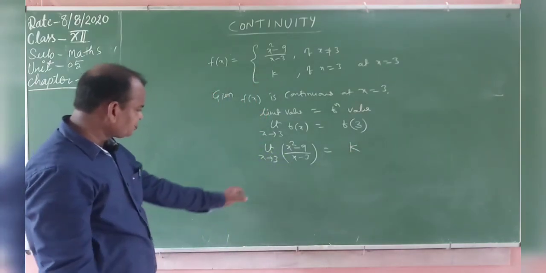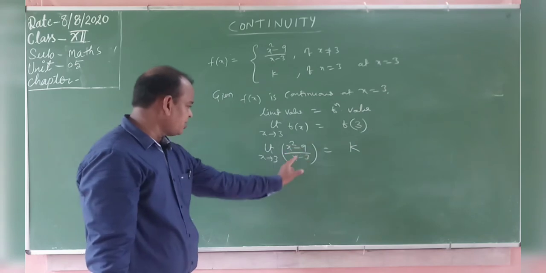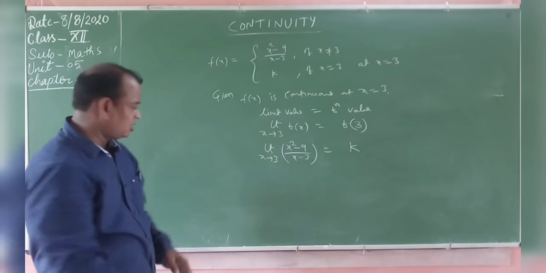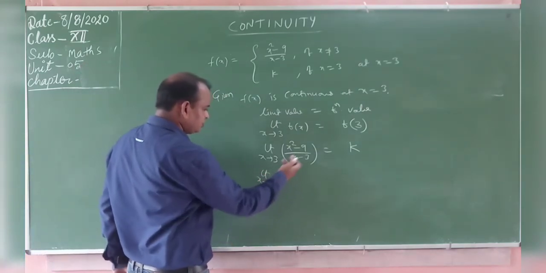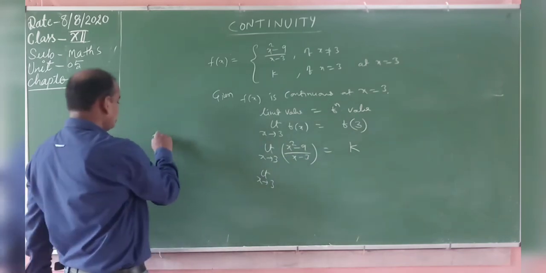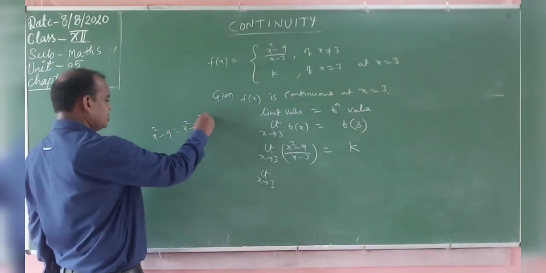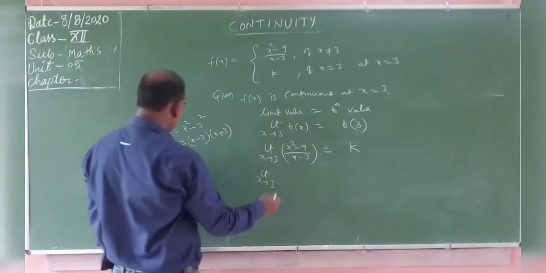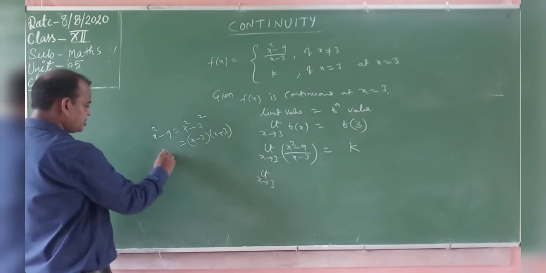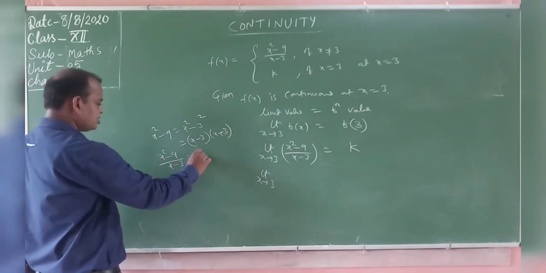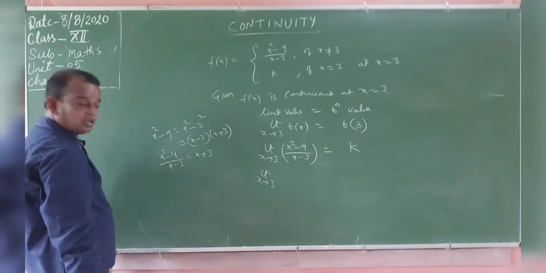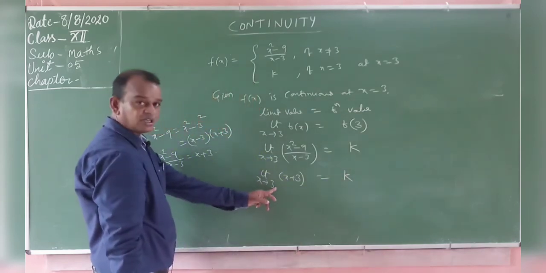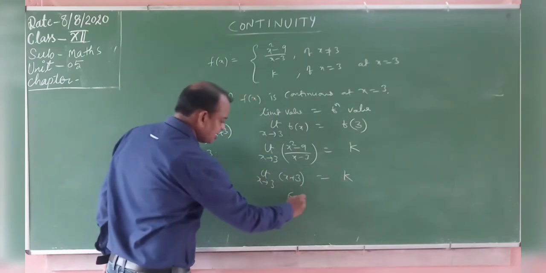Understood? Now x tends to 3 means 3 square, 9 minus 9, by 3 minus 3, which is 0 by 0, an indeterminate form. That is not an answer, so we will do another method. Observe that 9 is 3 square, so x square minus 9 equals x square minus 3 square, that is (x minus 3) into (x plus 3). Cancelling x minus 3, (x square minus 9) by (x minus 3) is x plus 3, equal to k. Now substitute x value 3: 3 plus 3 is 6. So 6 is equal to k.